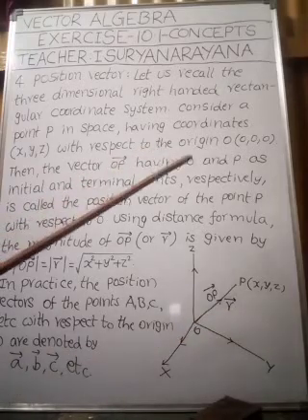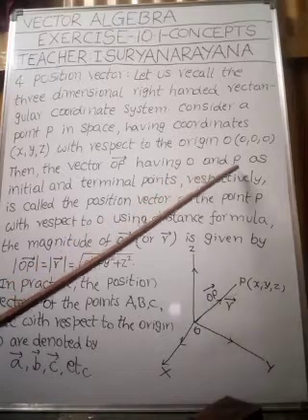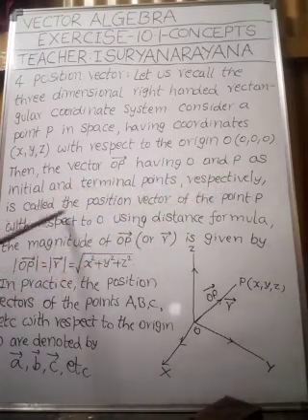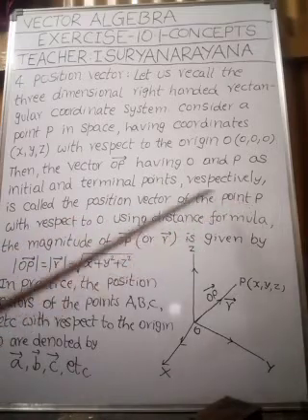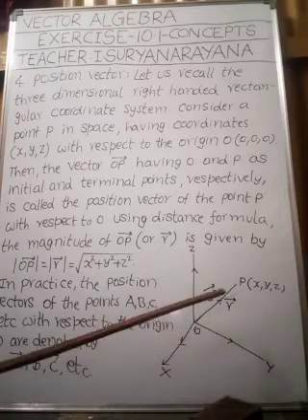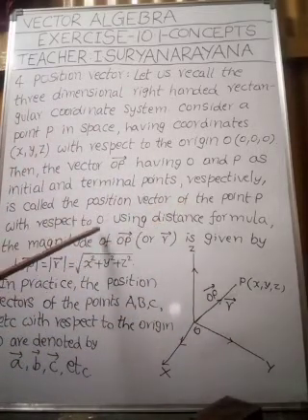Okay, my children. So the vector OP bar having O and P as initial and terminal points respectively is called the position vector of the point P with respect to O. Understood this point, my children? What is meant by position vector of a point P with respect to O?